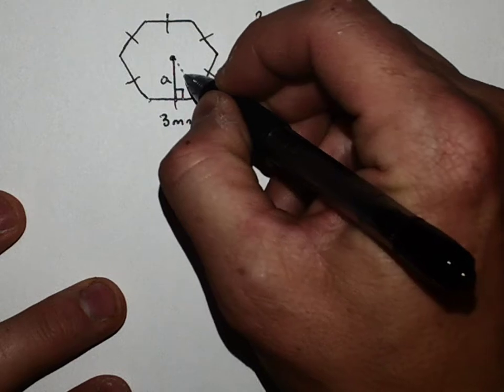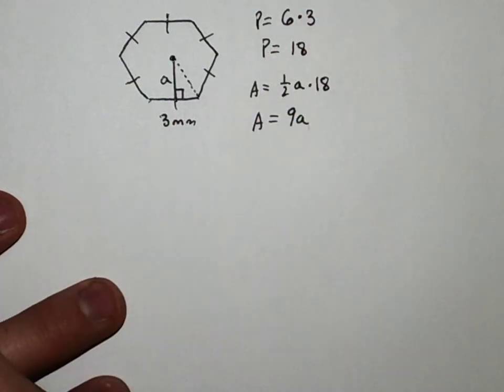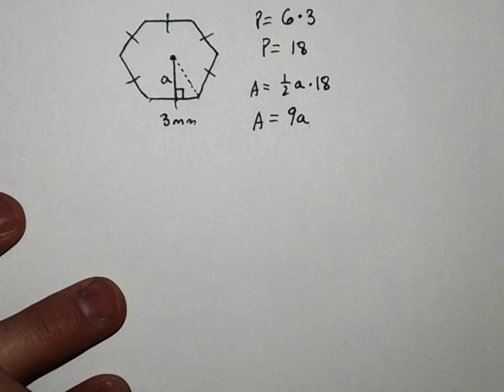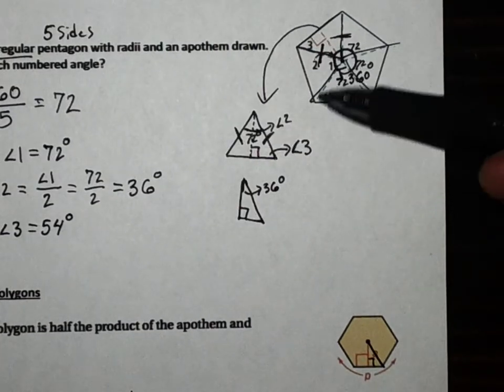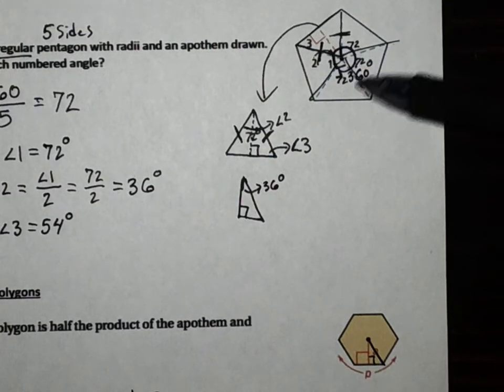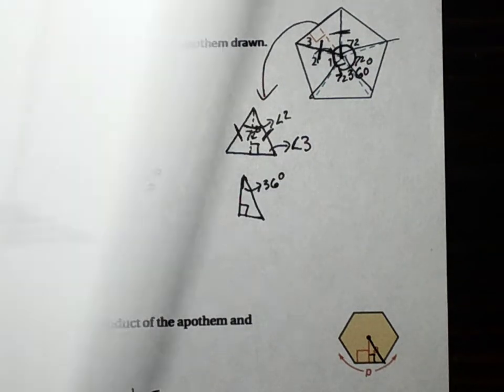We are going to have to use the fact that this is a right triangle to find the apothem. So here's where we go. That's where this original problem comes into play. Why did we spend time asking this original problem about the angles and everything? Because we're going to have to do this in order to find the apothem.